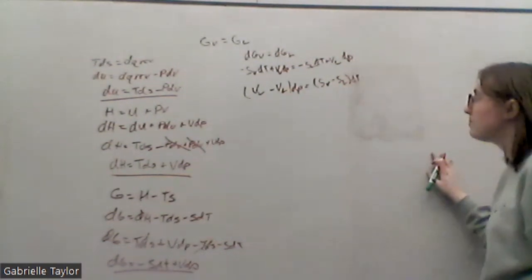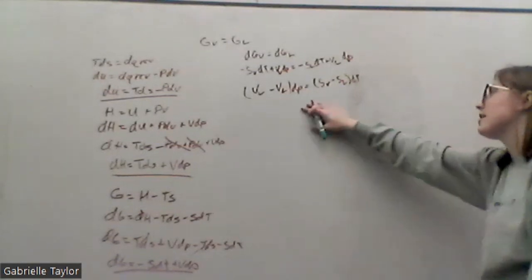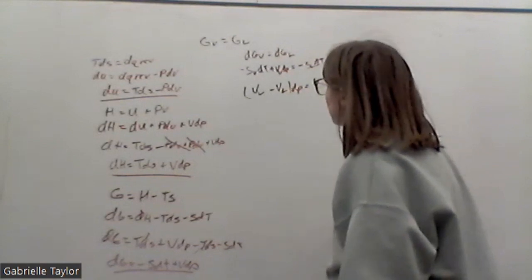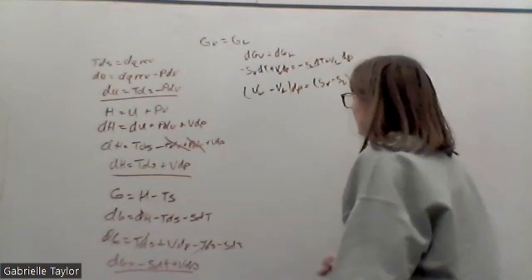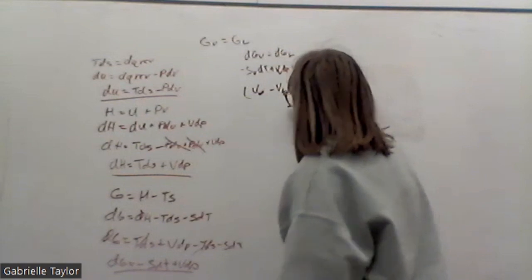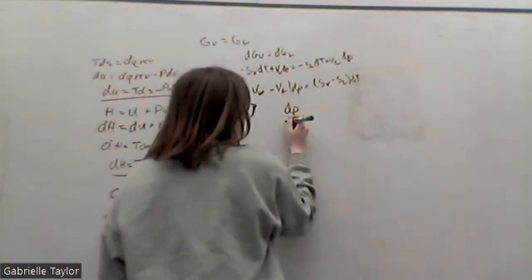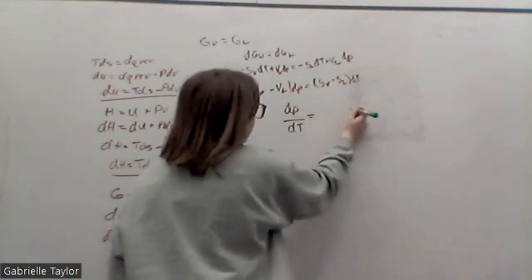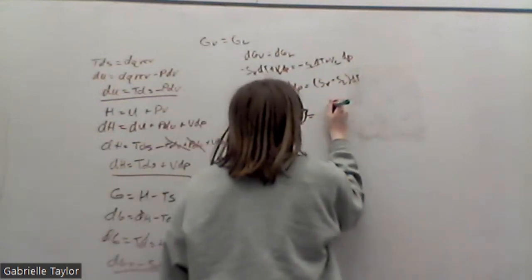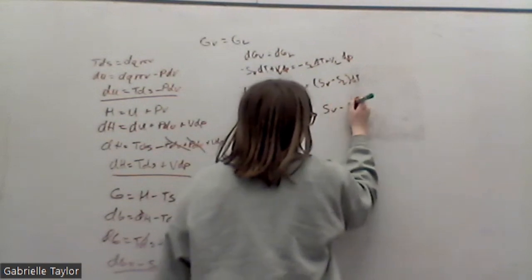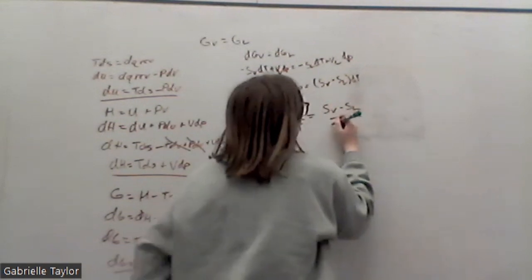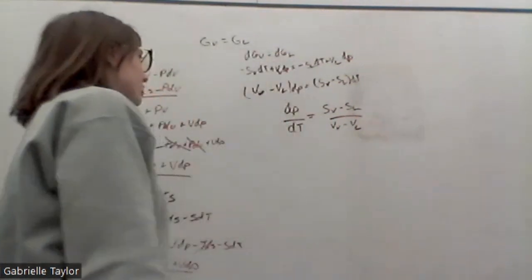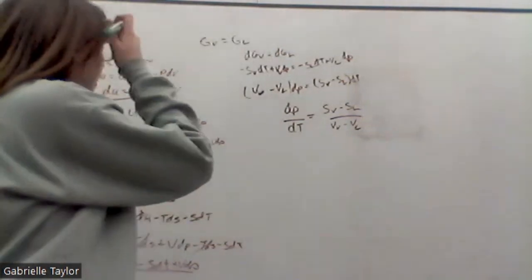Okay, so now if we bring this over, we'll have dP over dT, and bring this over, we'll have the vapor over that. So we'll have the differential amount of change of pressure divided by the differential amount of temperature equals the entropy of the vapor minus the entropy of the liquid, over the volume of the vapor minus the volume of the liquid.